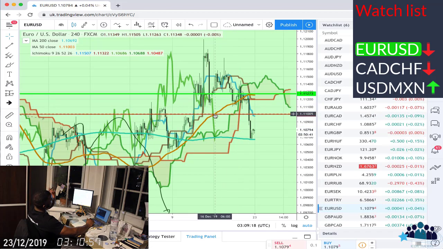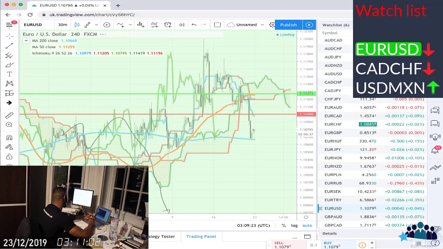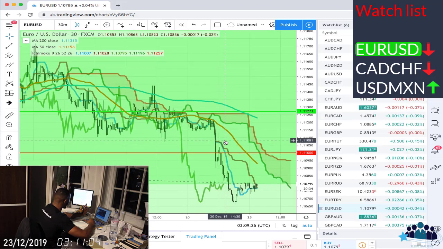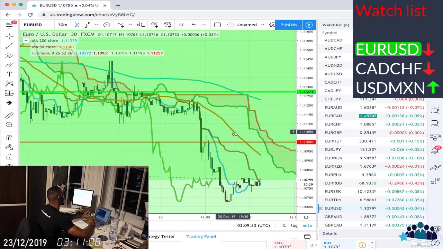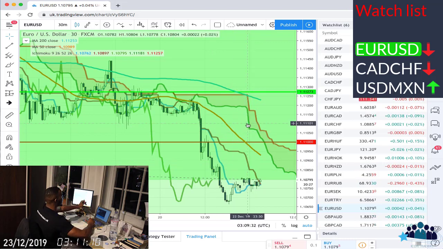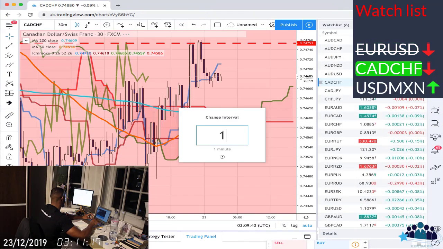The 50 moving average is on the top of our 200 moving average, but if you come into the 30-minute chart, look, it's happy days, isn't it? Conversion line is below the baseline, 50 below the 200 moving average, candlesticks below the cloud. This is what we like to see. Let's keep it moving. I need to go to sleep. CAD CHF, week chart for 1 week.